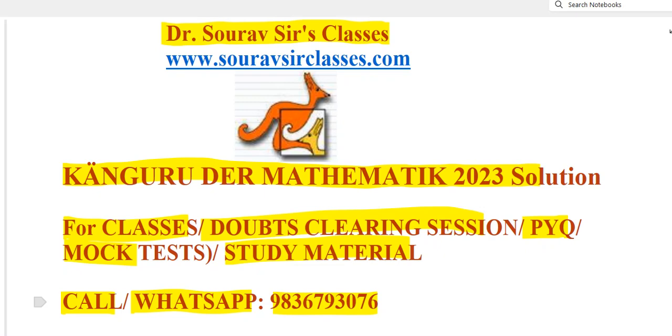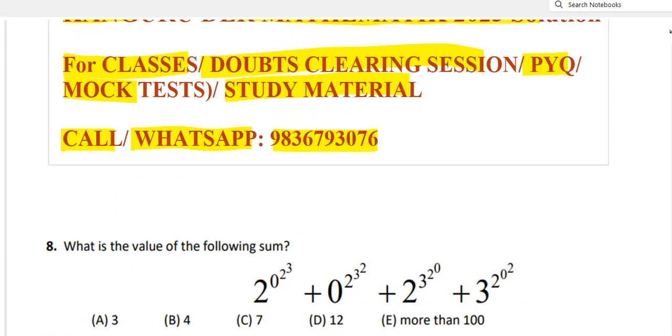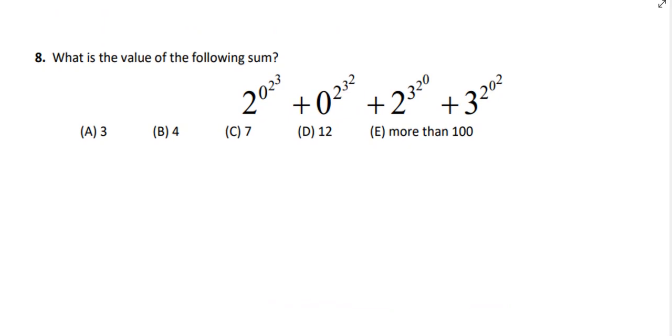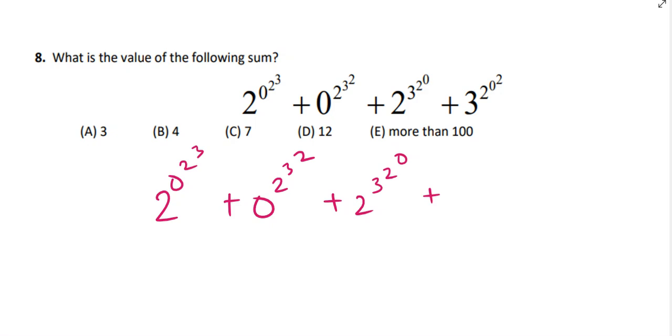So let's start with question number 8. What is the value of the following sum? Here is the power sum: 2 to the power 0 to the power 2 to the power 3 plus 0 to the power 2. I can write it again: 2 to the power 0, 3, 2, 0 to the power 2, 3, 2, and 2 to the power 3, 2, 0, and 3 to the power 2, 0, 2.